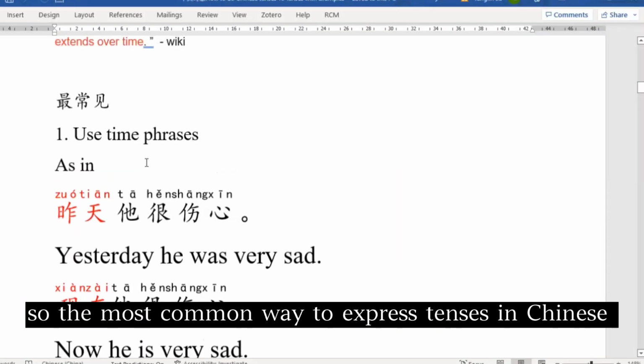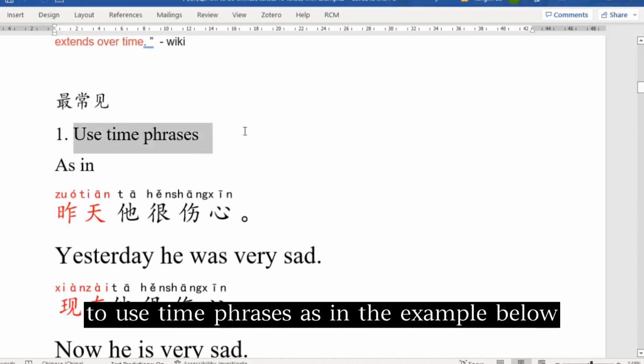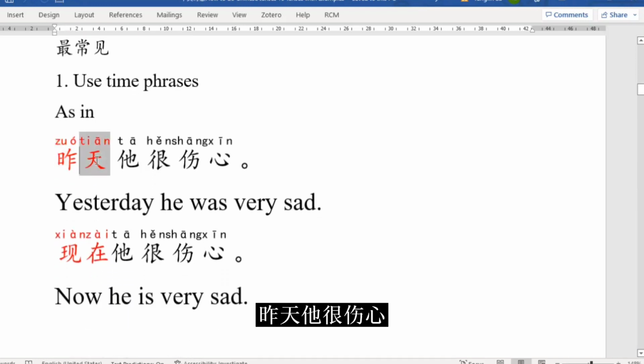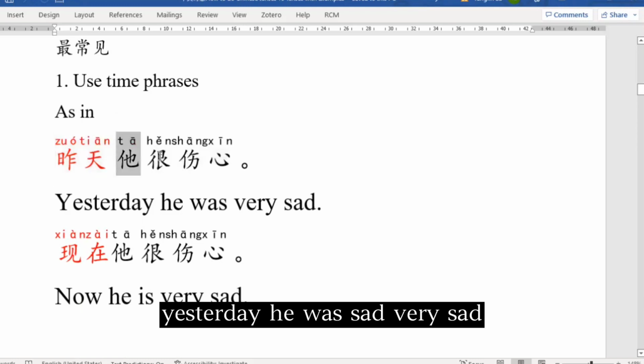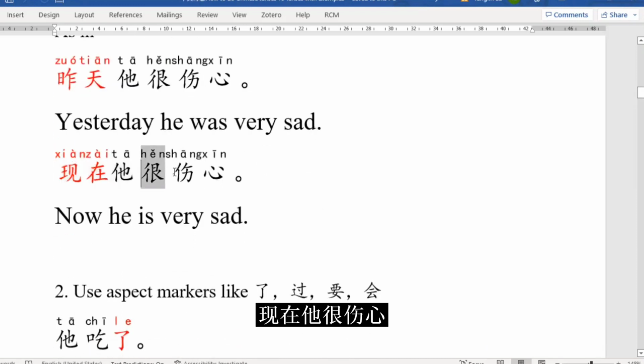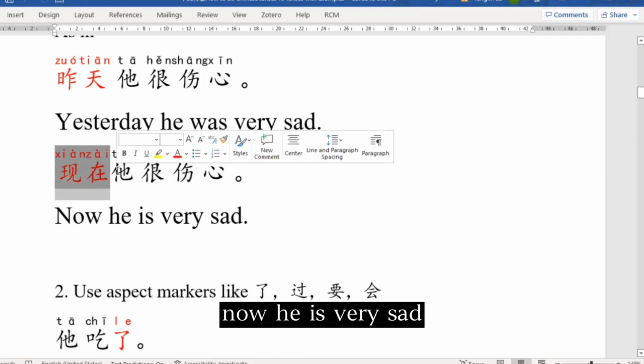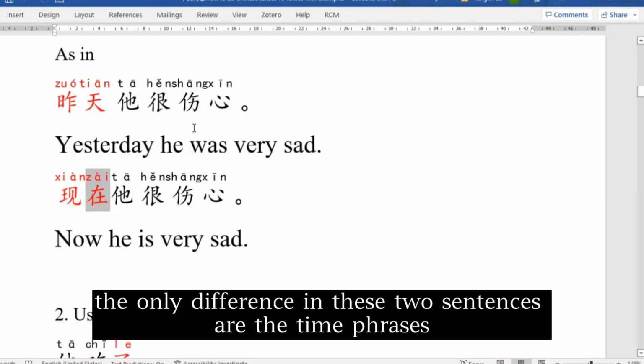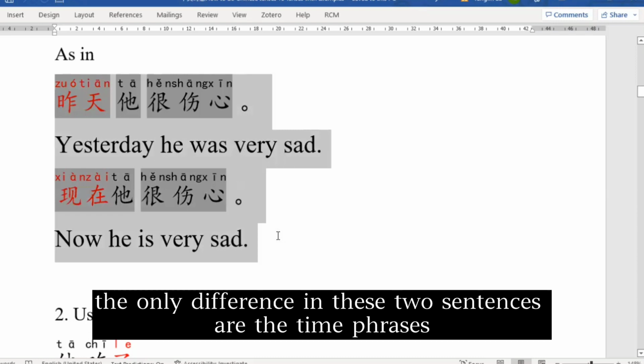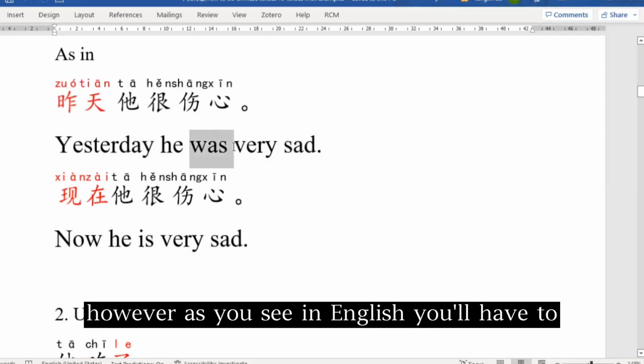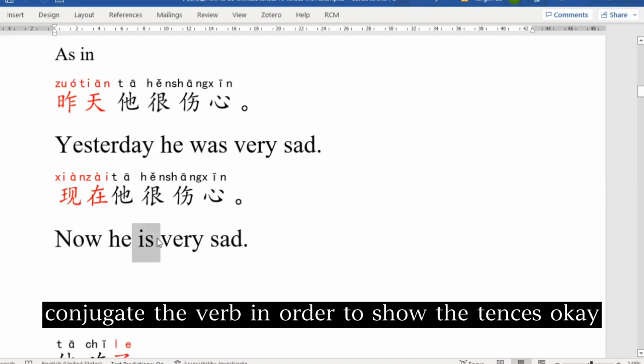The most common way to express tenses in Chinese is to use time phrases, as in the example below. 昨天他很伤心. Yesterday, he was sad, very sad. 现在他很伤心. Now, he is very sad. The only difference in those two sentences is the time phrases. However, as you see, in English you have to conjugate the verb in order to show the tense.